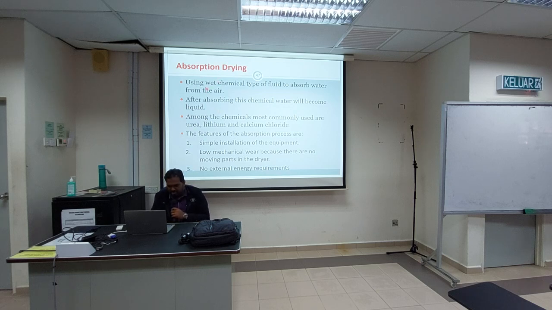Okay, so baca sikit. So using the wet chemical type to absorb water. After absorbing this chemical, water will become liquid. So tadi solid, so dia dah kena water vapor, dia akan serap water vapor dan dia akan jadi cair. So setup dia a bit different lah. So the chemical mostly used urea, okay, lithium and also calcium chloride. So compare dengan absorption paling common. Okay, absorption sebab dia simple installation, okay, low mechanical wear.